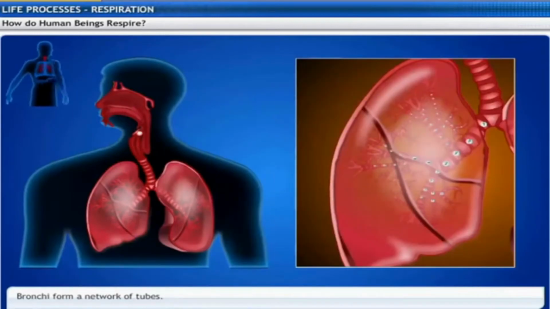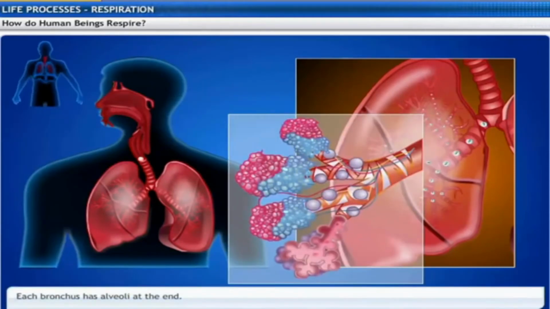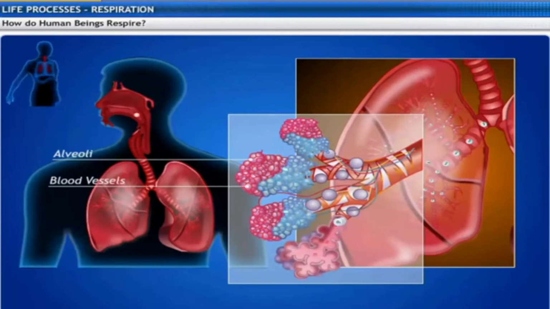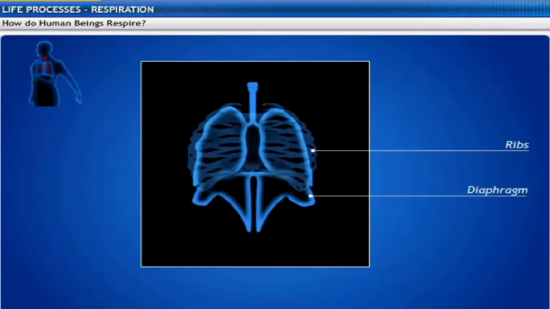The bronchi are like a network of tubes that keep branching into smaller tubes. At the end of each bronchus, you will find balloon-like structures called alveoli. The alveoli provide a surface for the exchange of oxygen and carbon dioxide. The walls of the alveoli contain a massive network of blood vessels. When we breathe in, we lift our ribs and flatten our diaphragm. As a result, the chest cavity becomes larger.